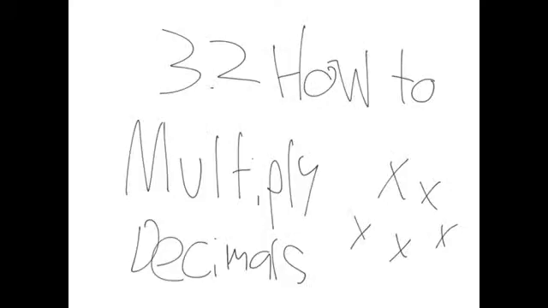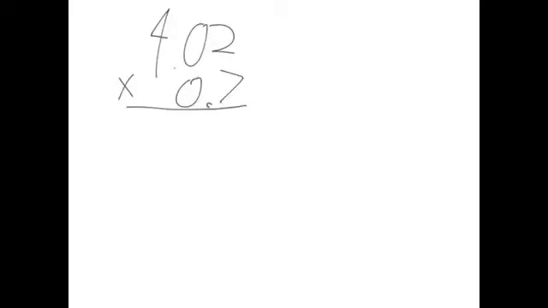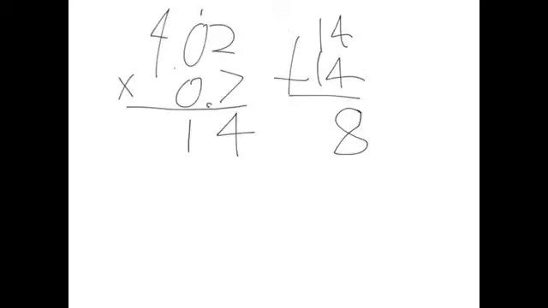How to multiply decimals. First, you need to do 2 times 7, which is 14. Next, you need to do 7 times 0, which is 0, but you add the 1, so it's 1. Then you do 7 times 4, which is 28.